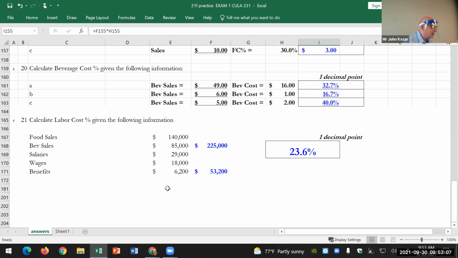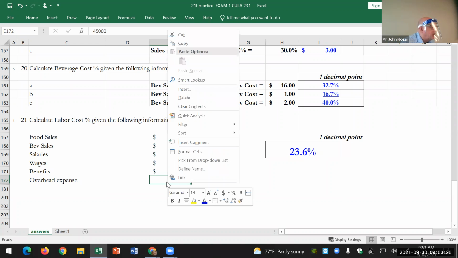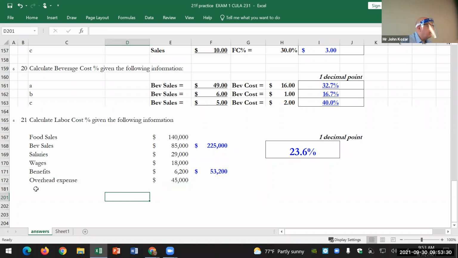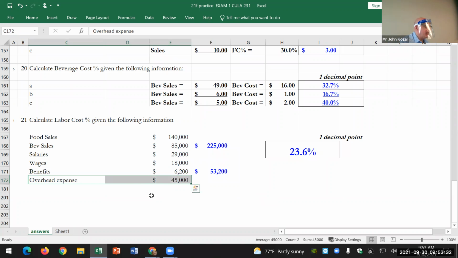Now I'll show you something here. If I add this piece of information in here, overhead expense of $45,000, does that change my labor cost percent? Hey, no, because that doesn't have anything to do with it. We have all the information we need.